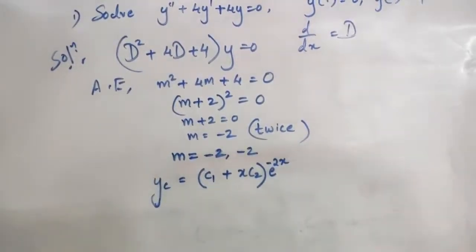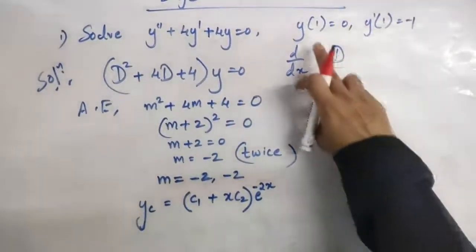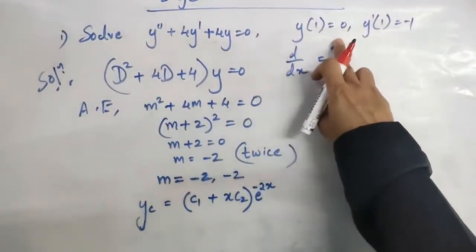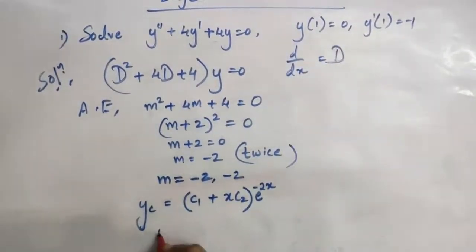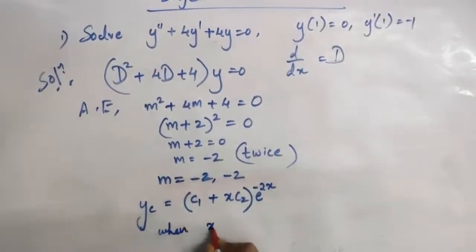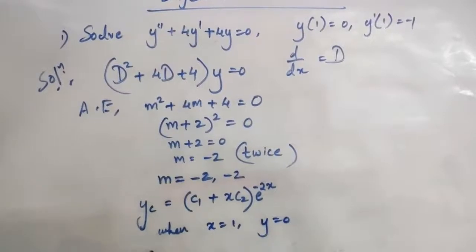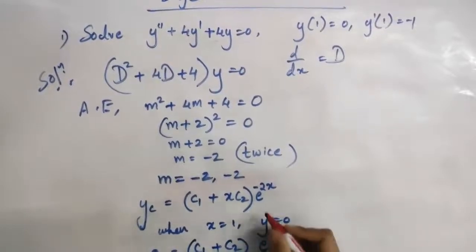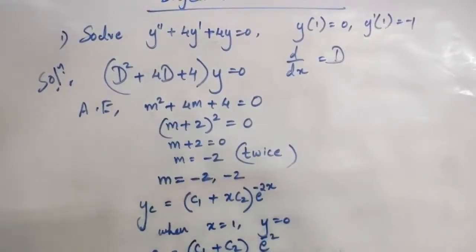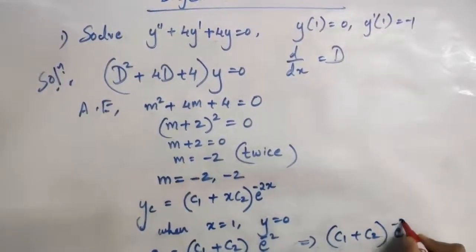Now according to the given conditions, y of 1 is equal to 0 means you are going to put x is equal to 1 right here. When x is equal to 1, y is equal to 0. So it is 0 is equal to c1 plus, with x equal to 1, c2 as it is into e to the power minus 2 into 1, which is e to the power minus 2. This implies c1 plus c2 into e to the power minus 2 is equal to 0.